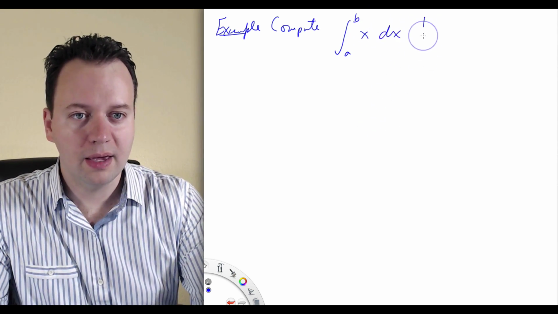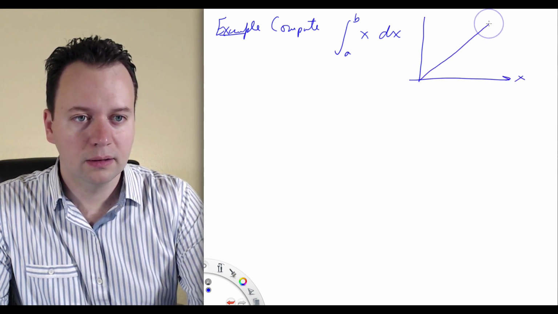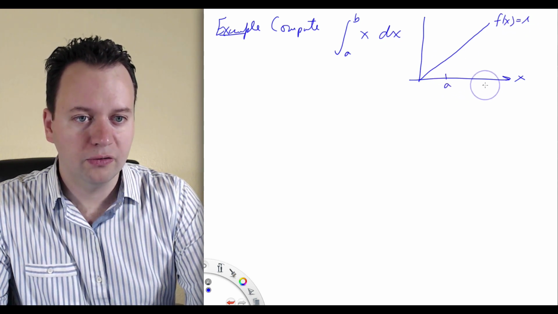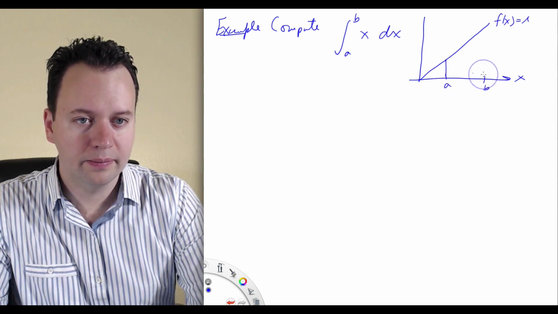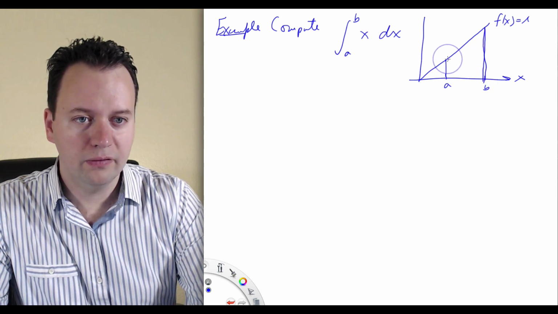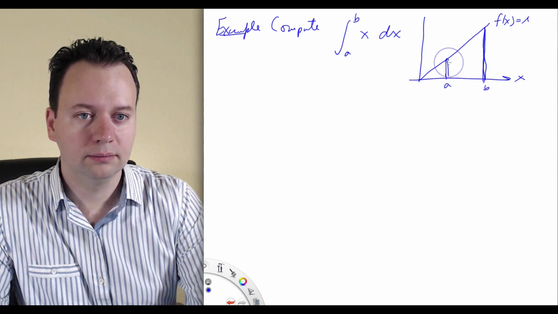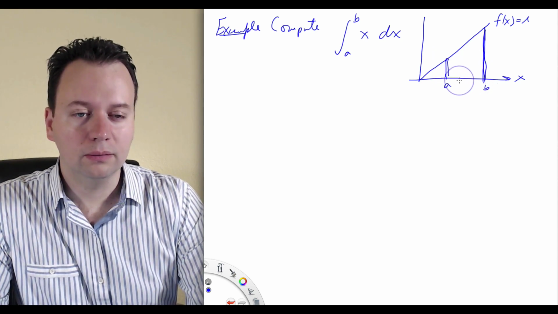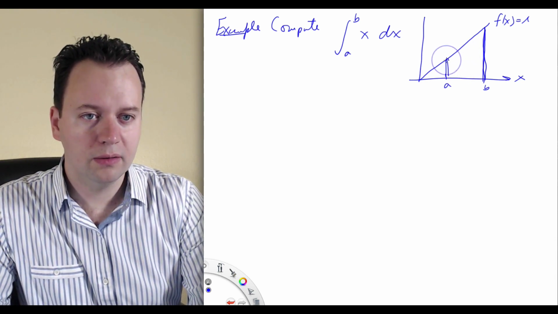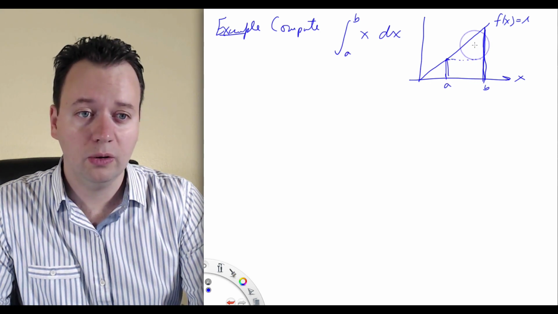So if we graph it, we have f of x is equal to x. And we want to compute the integral from a to b. So it literally would be the area of this trapezoid. Now, we know what the area of this trapezoid is, so we can represent it like this. We can divide it into a rectangle and a triangle.